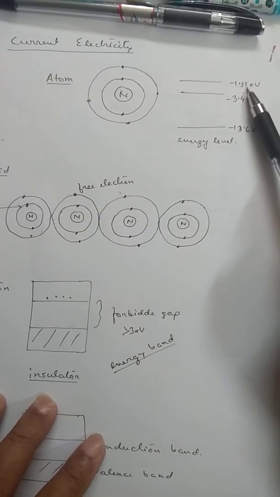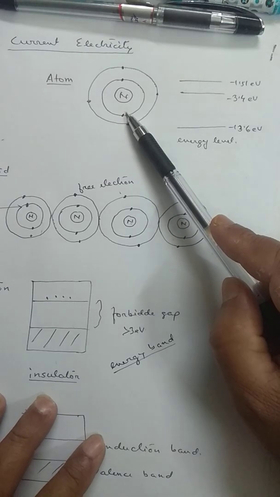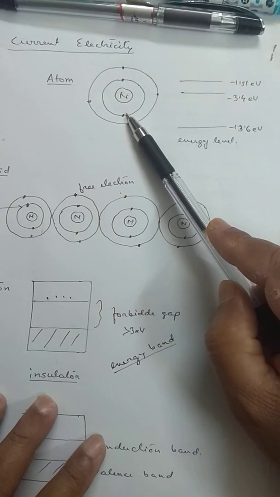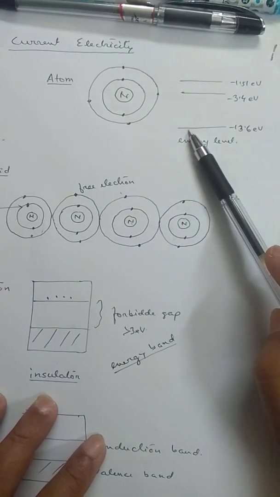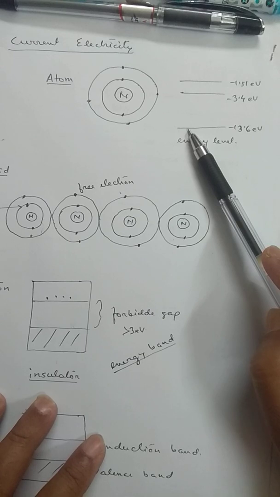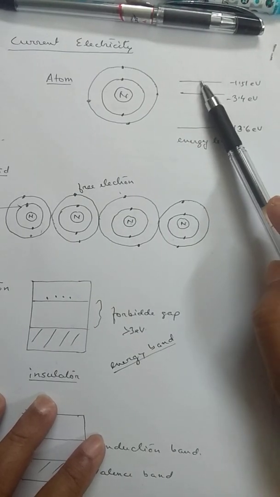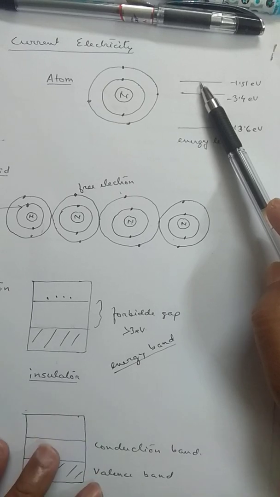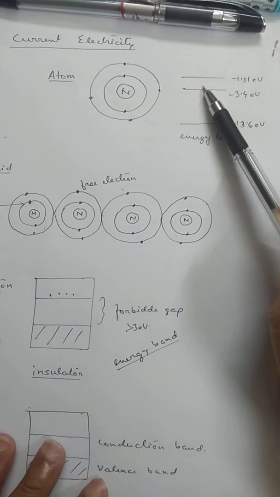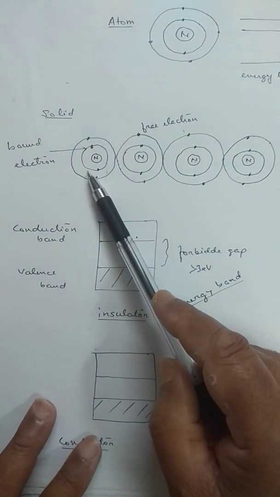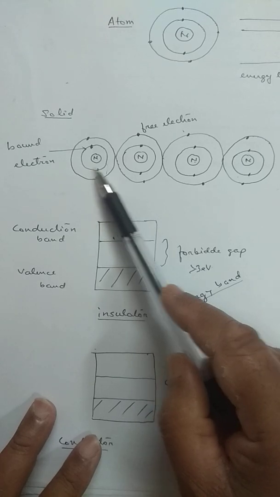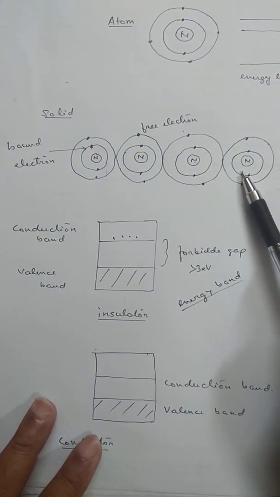But we know that in hydrogen there is only one electron. That means the single electron is in the innermost orbit of the hydrogen atom, or it is in the ground state of the hydrogen atom. That means in hydrogen atoms there are some vacant energy levels. Now when we return back to the solid, what happens? In solid, atoms are very close to each other.